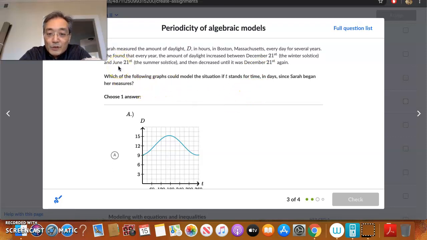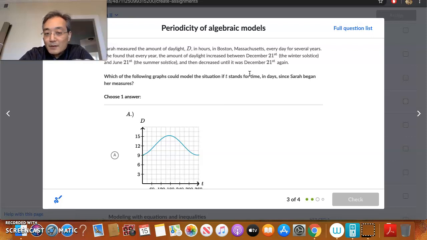Starting from June, which is going to be right in the middle, so starting at day number 180, roughly. So starting from 180 to 360, we should see a decrease. But then from 0, which represents January 1st, we should see an increase up to June 21st, which is 180. So approximately from 0 to 180, we should see the graph increasing, and then from 180 to 360, we should see the graph decreasing.